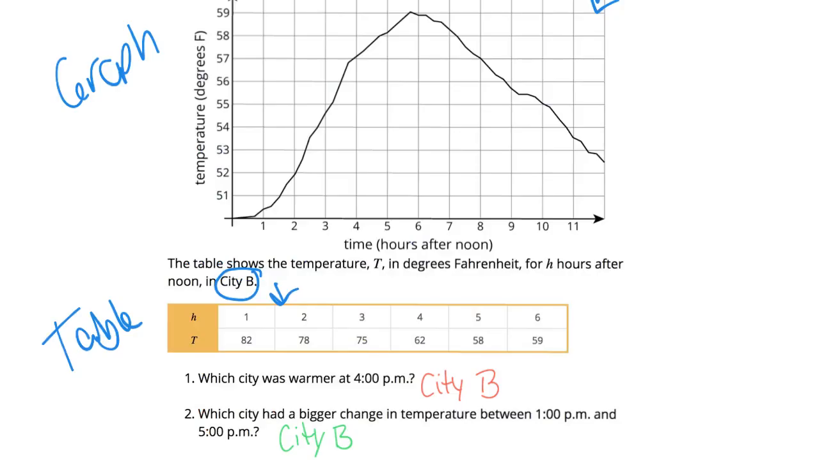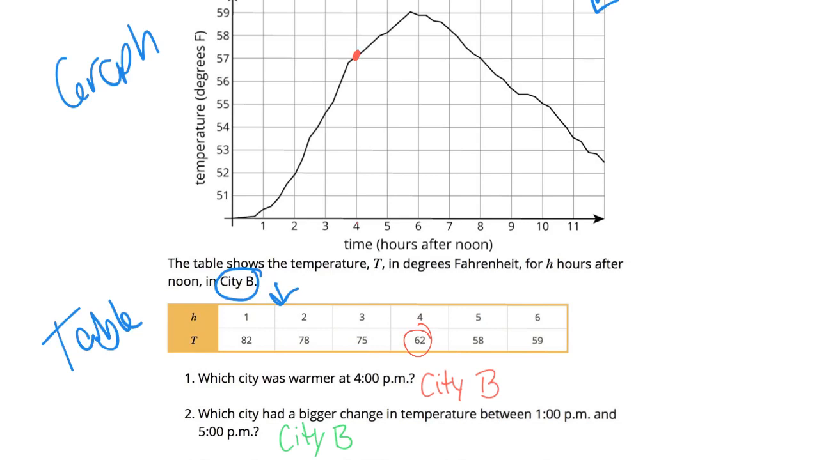Number 1, which city was warmer at 4 p.m.? According to the graph, which is showing city A, that one is just over 57 degrees. And according to the table for city B, that one would be at 62 degrees. So city B is definitely warmer at 4 p.m.